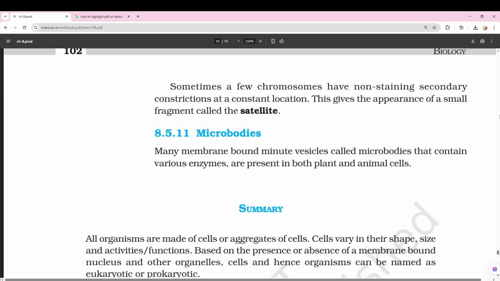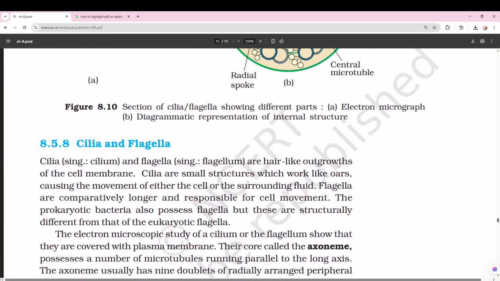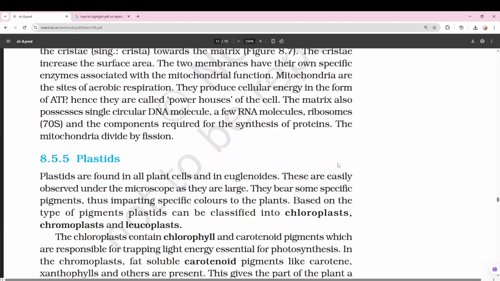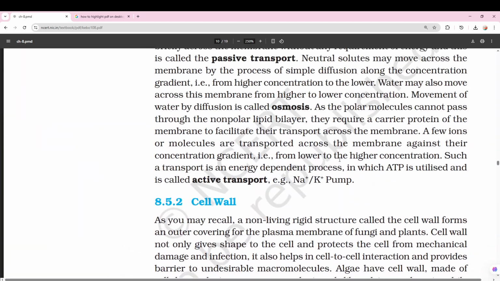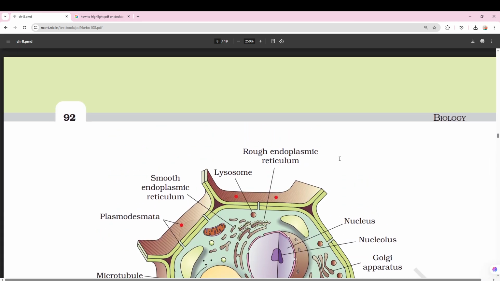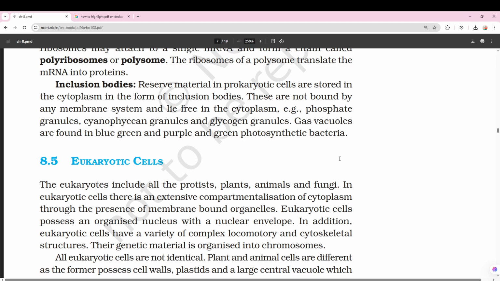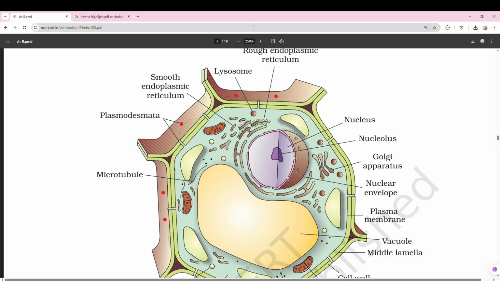Last topic, microbodies. Many membrane-bound minute vesicles called microbodies that contain various enzymes are present in both plant and animal cells. And there was one organelle that was not present in plants but was present in animals. What was that organelle name? That was centrioles. Now let's talk about the diagram.